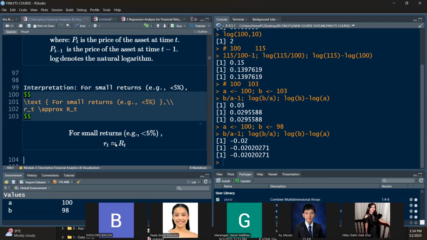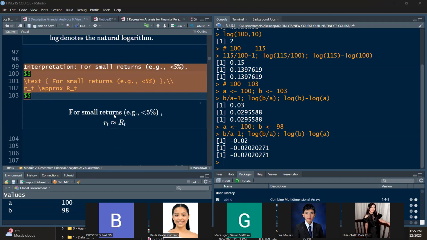Take note how I wrote the approximate, slash approx. Let me just copy this in the interest of time. Control C and share it in the chat box. All right, so interpretation for small returns, for example less than 5%, your log returns will be approximately equal to your simple returns.